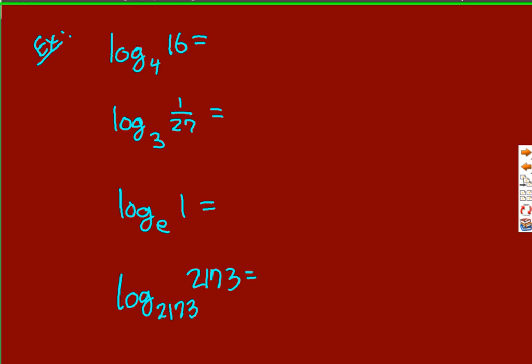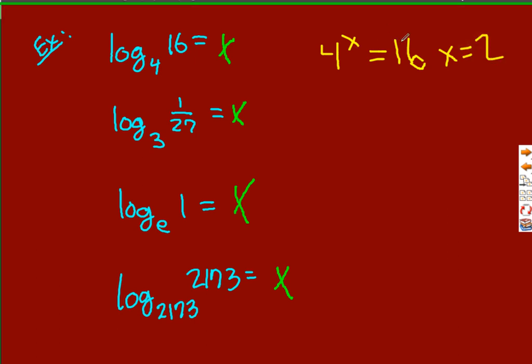So basically, if you're solving these equations, it's almost like you're saying equals x. We don't know what x is in any of these, but we're going to try to solve them. To do that, you're going to just rewrite them each as an exponential. 4 to the I don't know power equals 16. Well, without too much difficulty, you should know then that x has to equal 2.